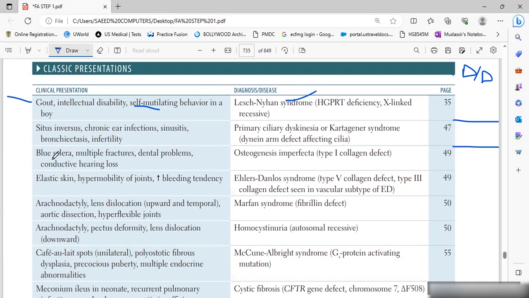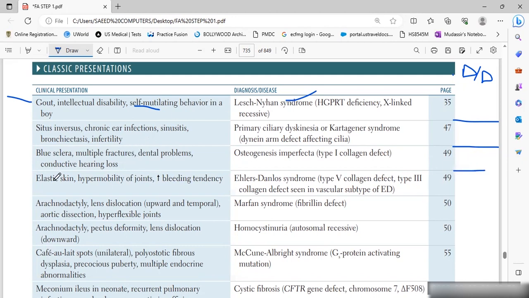Next is blue sclera. The mnemonic given in the book is BITE: blue sclera, multiple fractures, dental problems, conductive hearing loss. That is osteogenesis imperfecta, a type 1 collagen defect. What is the differential? It is child abuse, in which you can have multiple fractures. But in child abuse, a clinical history will be given. Write down in the book: differential is child abuse.